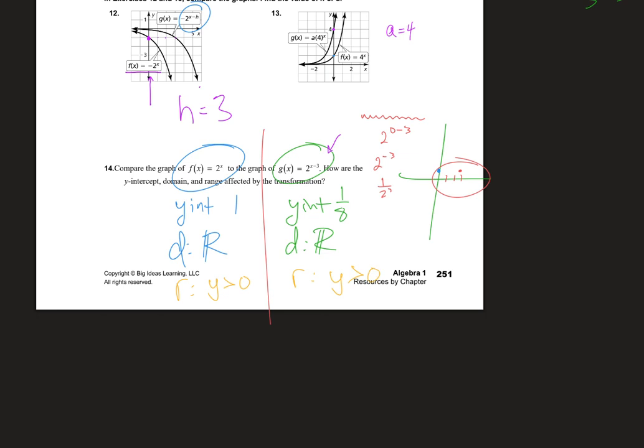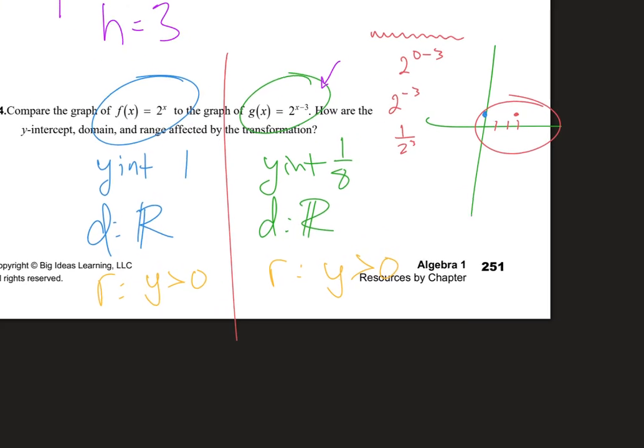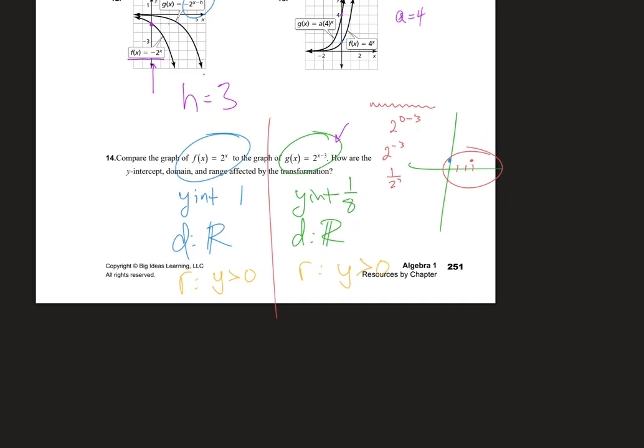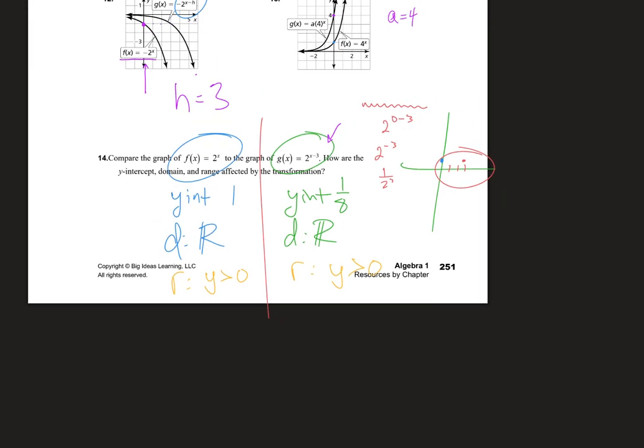So that's how we've compared how the y-intercept, domain, and range are affected. Boom, that was it. And if you're like, wait, I'm not really sure how that works, here's the blue graph. Here's the green graph. It's just moved over. So as I look at this, all the x values will be the same on both. Well, the y values will be the same on both. And if you're like, what do you mean the same?